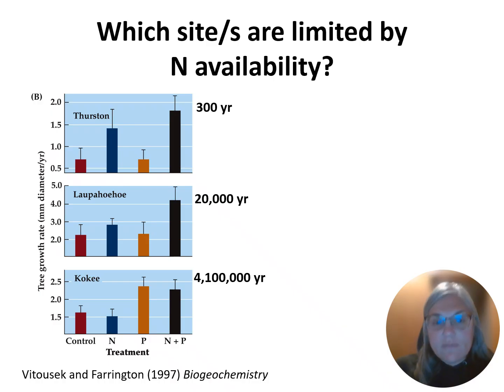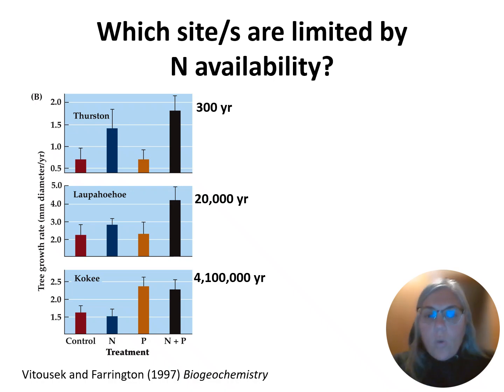And so let's look at the youngest site. At the youngest site, we saw an increase in growth when we added nitrogen, but not when we added phosphorus. So when we add nitrogen and phosphorus and see an increase in growth, that suggests it was probably driven by the addition of nitrogen and not the combination of nitrogen and phosphorus.